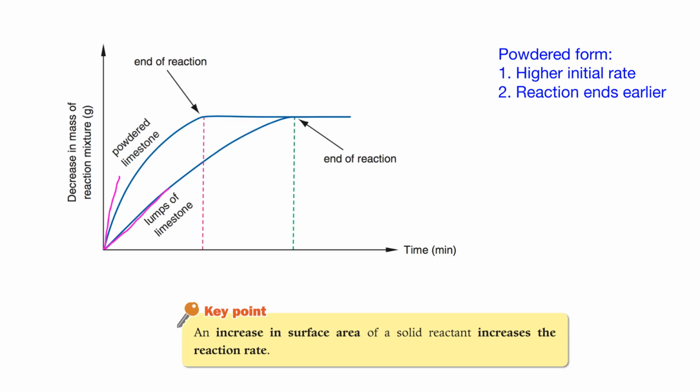You'll find that powdered limestone will have a higher initial rate, and because it forms the same amount of products, you can see that the end point, compared to the lump form, will come earlier. So the reaction ends earlier for powdered form. So basically, we know that an increase in surface area will increase the reaction rate.